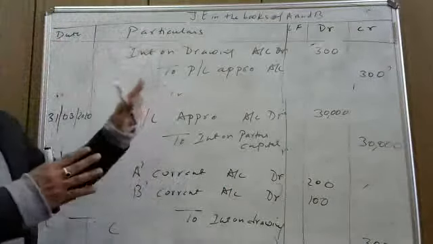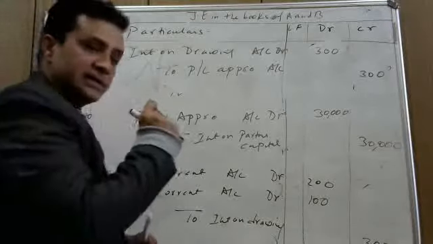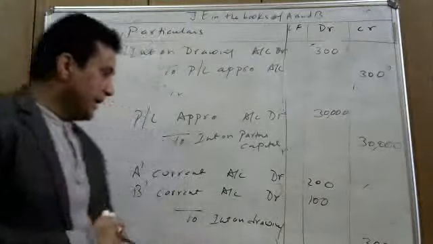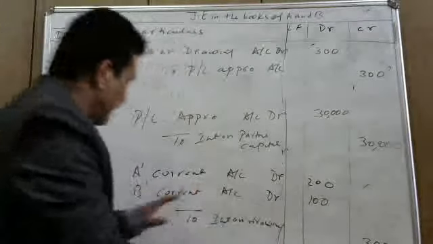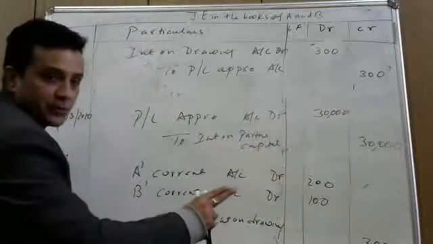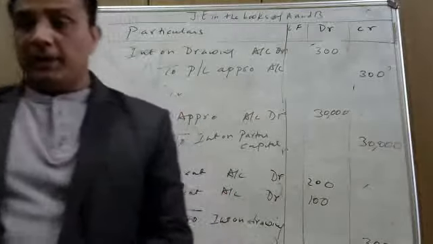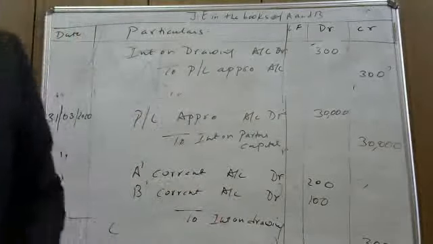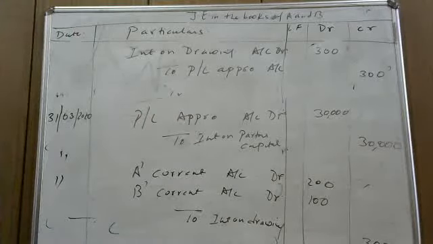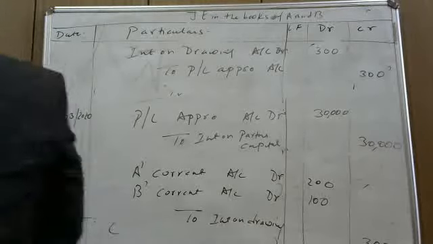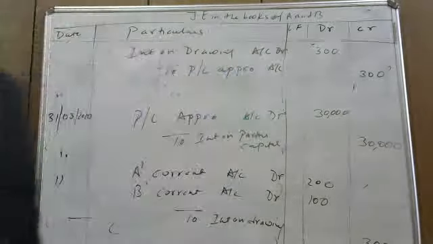So these are the basic entries which take place under both fixed capital method and fluctuating capital method. The only difference is that under fixed capital method we need to open a current account. Under fluctuating capital method we can simply write A's capital account, B's capital account to interest on drawing. Now I need to prepare the PL appropriation account. I hope you all know how to prepare it.